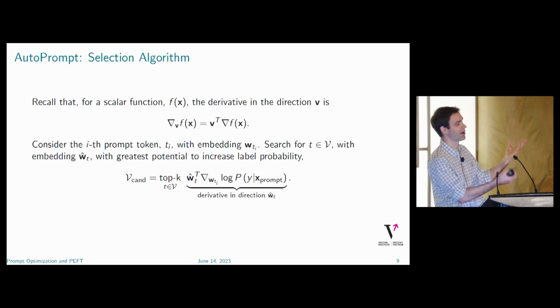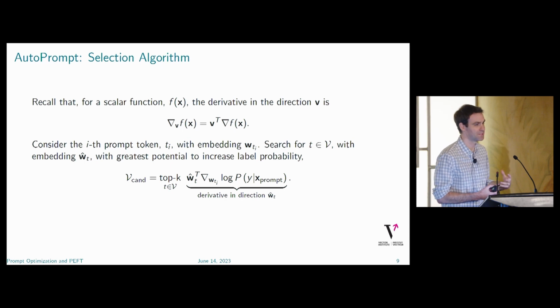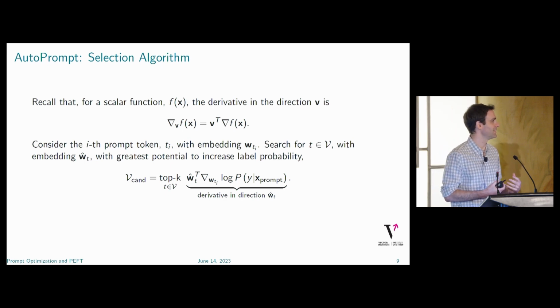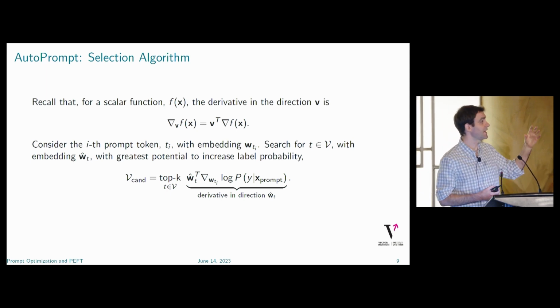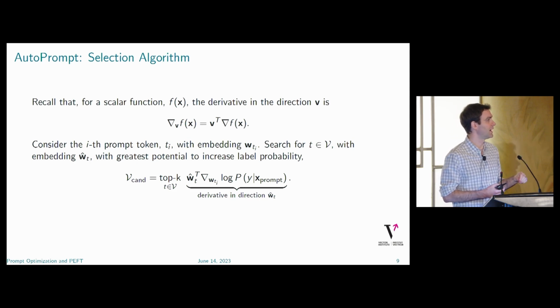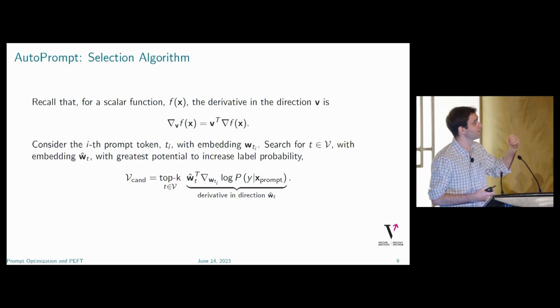And so I'll harken back to some of the multivariable calculus that you might have had in the past, and remind you that the directional derivative for a scalar function is obtained by taking the direction that you want to compute the derivative in and dot producting that with the actual vanilla derivative of the function that you care about. Why am I mentioning that? Well, this is the way that AutoPrompt actually searches for optimal prompts by manipulating the tokens using a directional derivative.